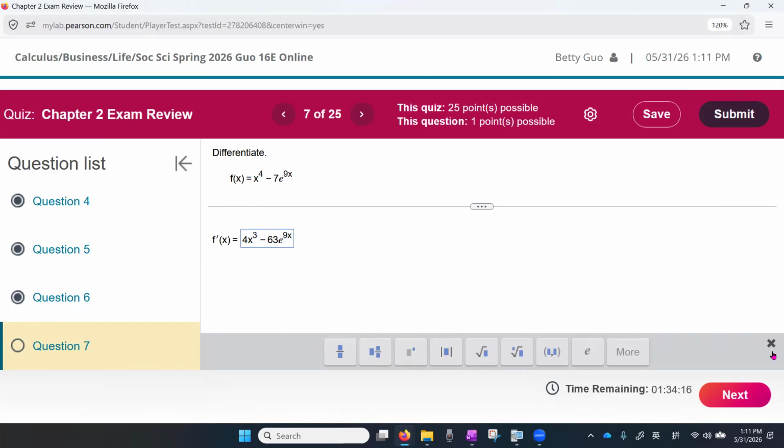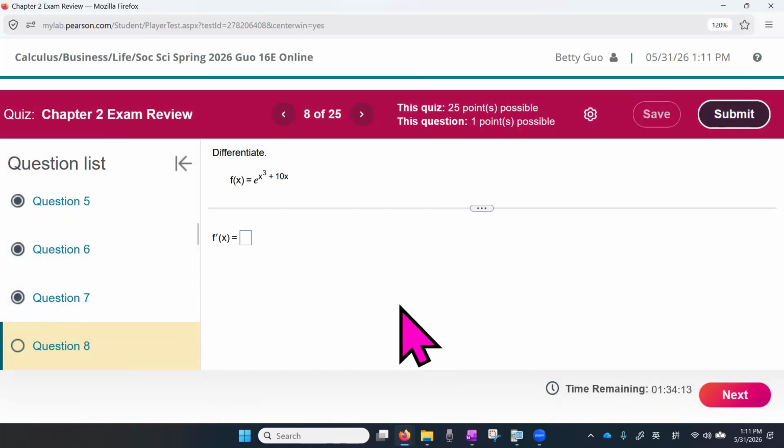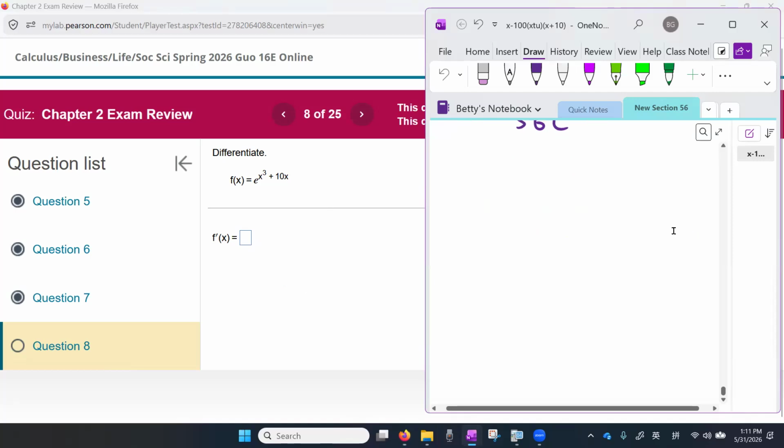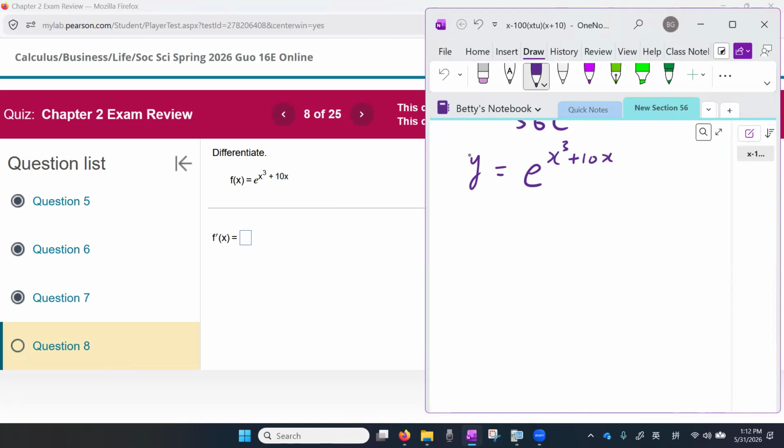That's correct. Next. Differentiate. Let's use the chain rule because the exponent is quite complicated. Let's write the original given function as y equals e to the power of x cubed plus 10x. Since the exponent on the shoulder of e is so complicated, it's very natural to use u to substitute for that. Let u be x cubed plus 10x.